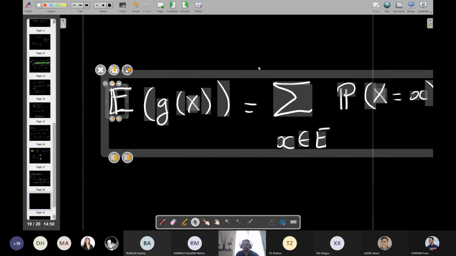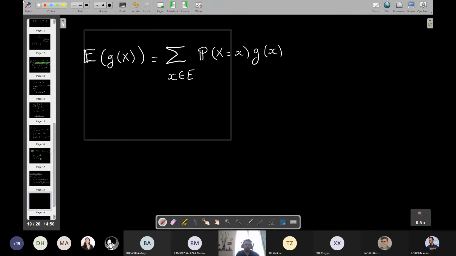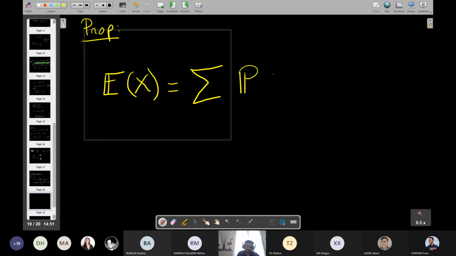Now, I have a proposition, or property. The property says that the expectation of a random variable X can be written as the sum of the probability that X is bigger than n, for n equals 1 to infinity.